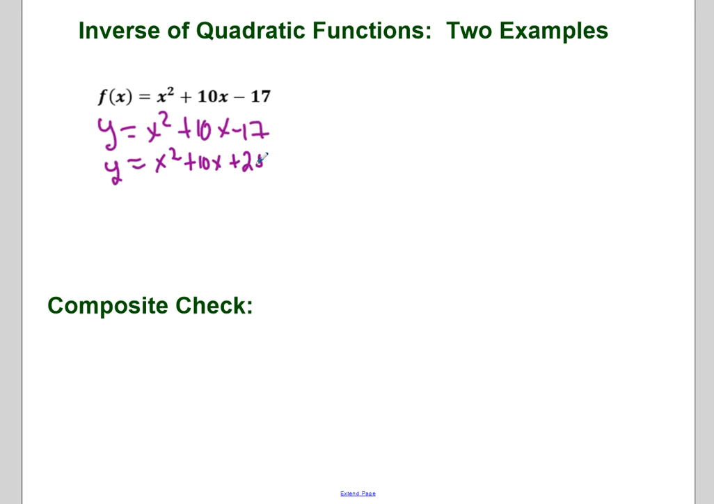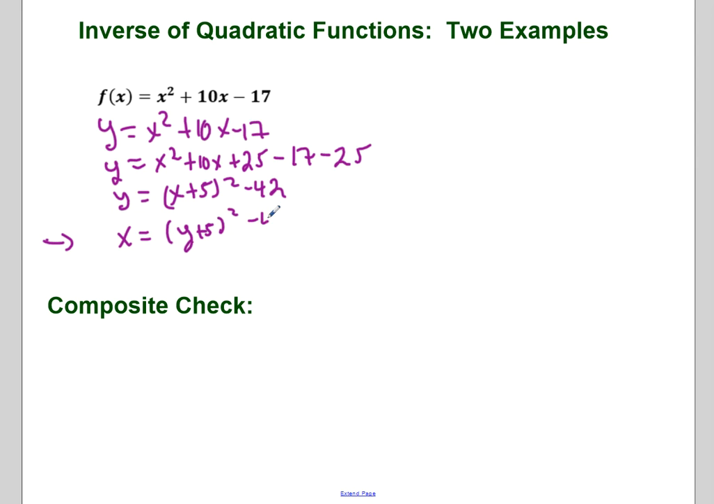So I just go ahead and complete the square. I added 25, so I better get rid of that 25 at the end here. And I have y is equal to (x plus 5) squared minus 42. Okay? Now I'm going to go ahead right here and do my inverse. I'm going to swap the x and the y. I'm going to solve for y. I'm going to add 42 to both sides.